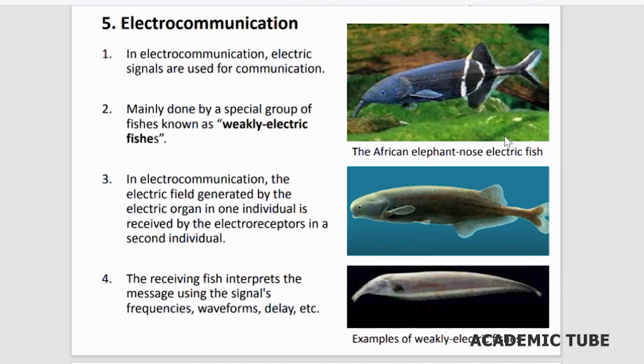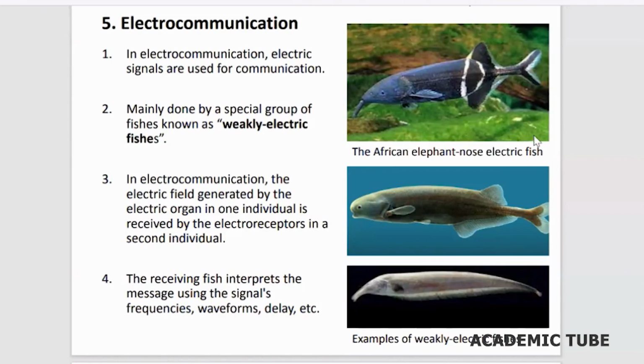Now, the electric field is produced by these weakly electric fishes just to communicate with each other. Those strongly electric fishes produce that electric field just to kill a prey animal. That's the difference. Strongly electric fishes produce a very strong electric field to incapacitate the prey animal. But the weakly electric fishes, on the other hand, produce an electric field which is very weak to communicate.